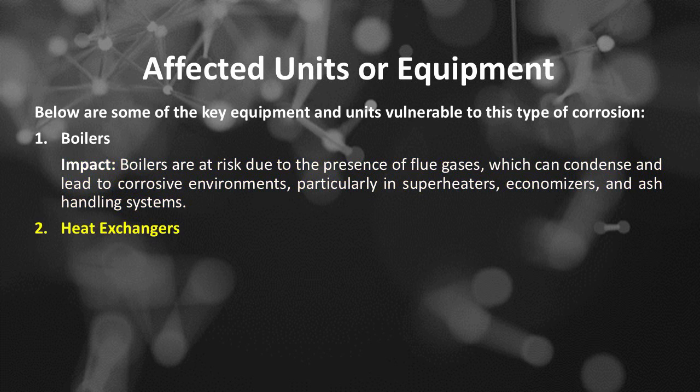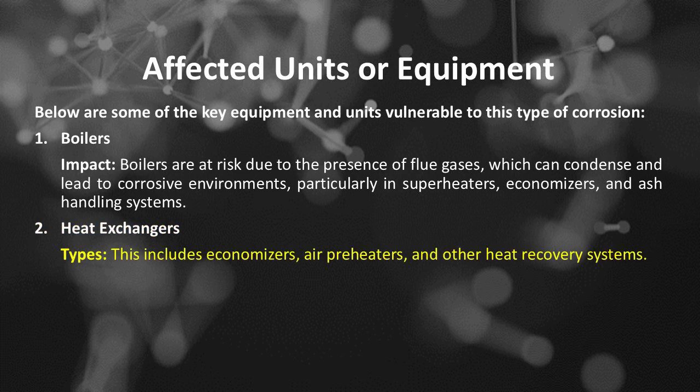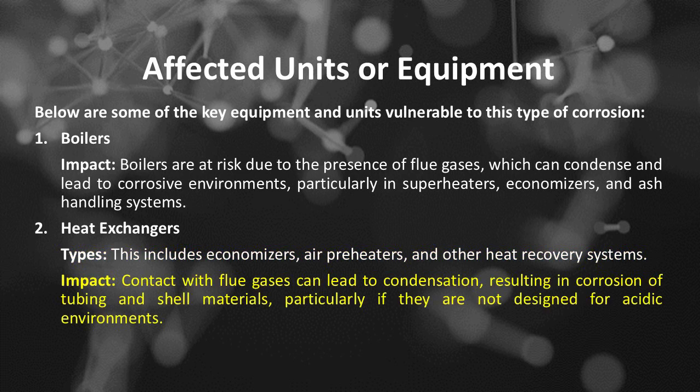Number 2 is heat exchangers. Heat exchangers types. This includes economizers, air preheaters, and other heat recovery systems. Heat exchangers impact. Contact with flue gases can lead to condensation, resulting in corrosion of tubing and shell materials, particularly if they are not designed for acidic environments.